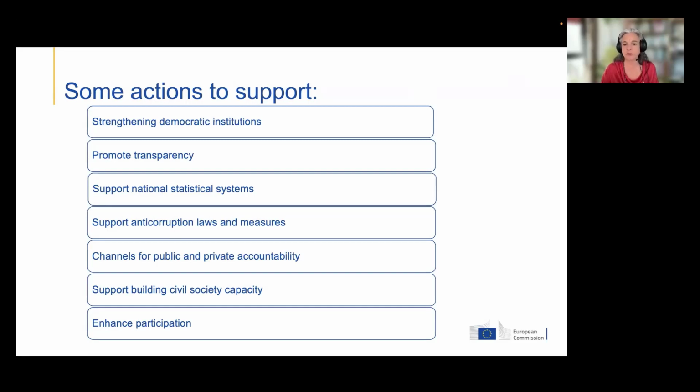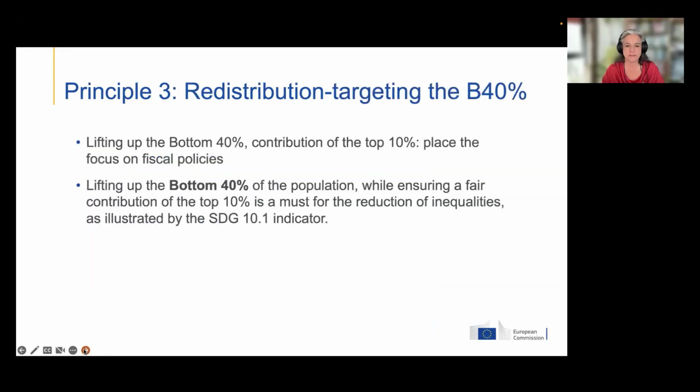Also, support anti-corruption laws and measures, as well as their implementation and the institutions in charge. Support also the establishment and promotion of channels for public and private accountability of different actors. You can also support building civil society capacities, their access to information, their ability to conduct research and analysis in key areas, and in the implementation of social audit initiatives, such as, for example, the public hearings that we have seen in many of our areas of intervention. And last but not least, strong attention should be placed also on enhancing participation, as has been mentioned earlier. This will be developed also later in the module.